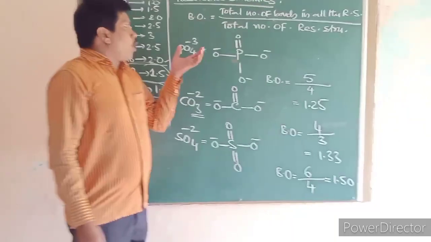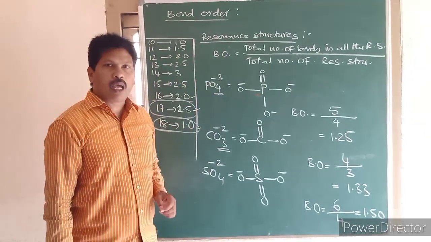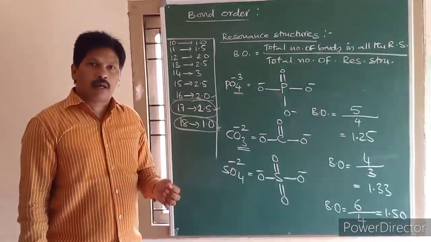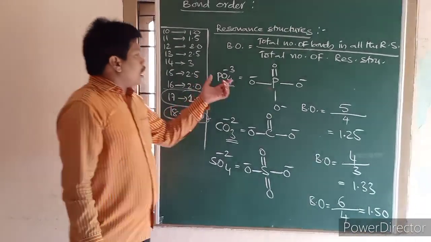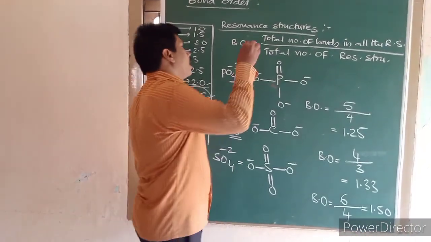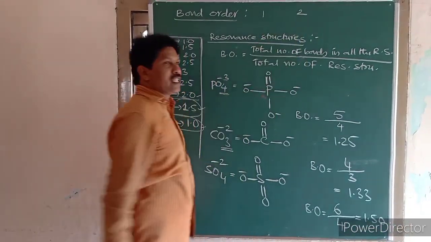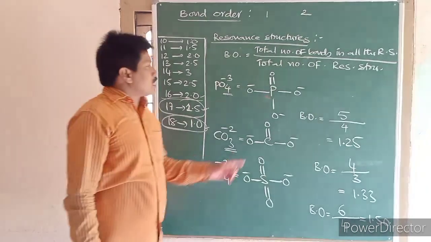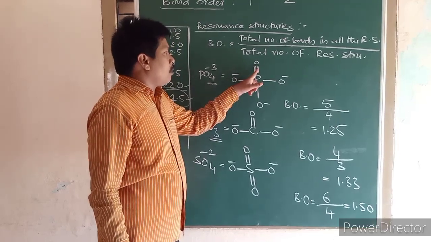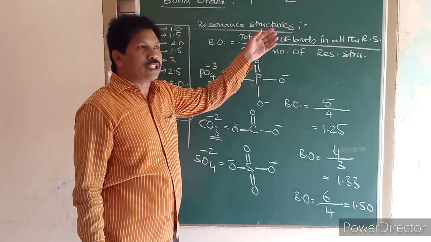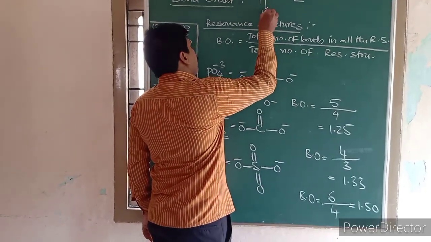The bond order in these ions is calculated by using this formula, and there is also a super trick to identify this one. In all these molecules, the bond order is between 1 and 2. If it is between 1 and 2 and it has more single bonds than double bonds, the bond order is very near to 1. That's why the bond order here is 1.25.